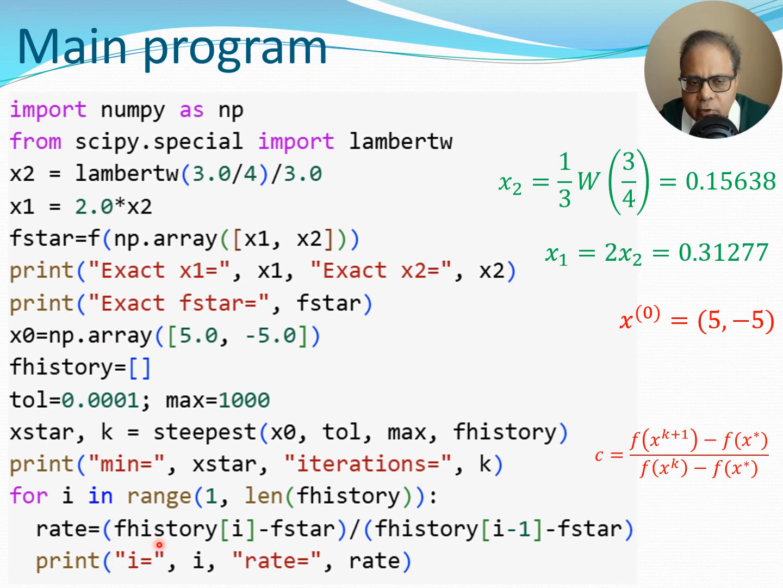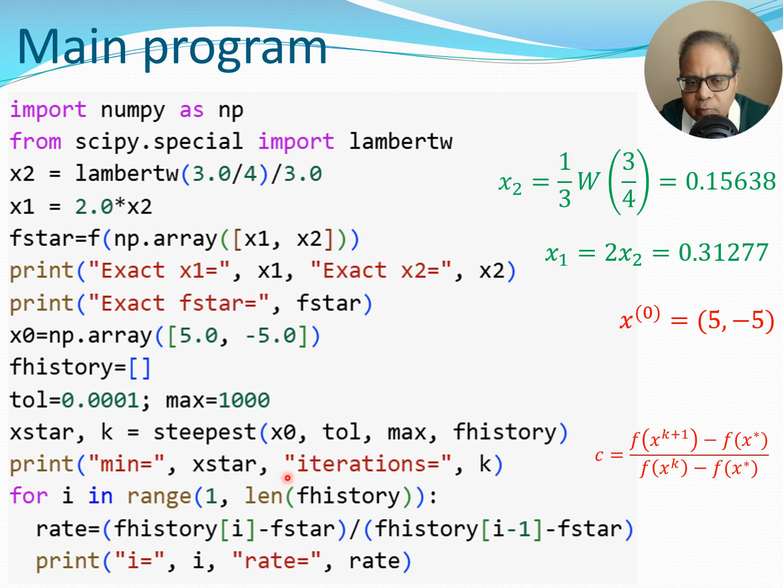Now of course I'm going to do the steepest descent algorithm here. I'm going to start with the point (5, -5). Again, I start this list f_history to track all the values of f. Tolerance is a small number, max is a large number, and I have this function steepest, which is going to return me x star and k. That is the optimal point, the number of iterations it took to get to the optimal point, and also it's going to return to me this list f_history.